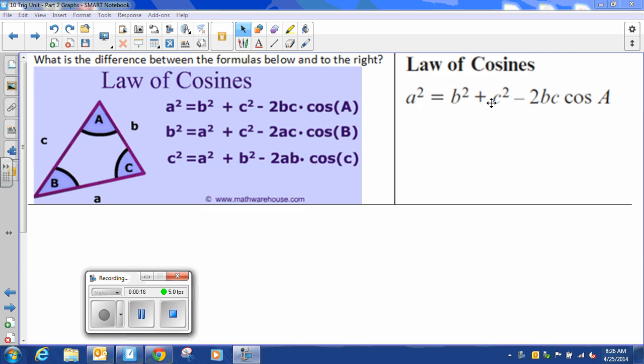Now, this can work to find a, b, or c. I found this on the web on mathwarehouse.com, where it's written for a squared, b squared, and for c squared. But once again, the reference sheet only gives you this, and you will just have to adapt this formula to solve for any side that they request.